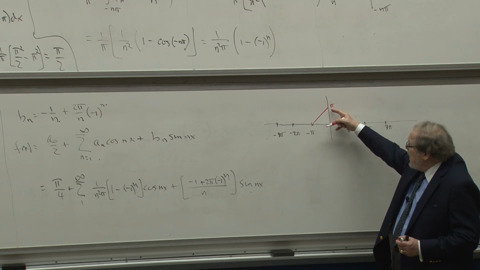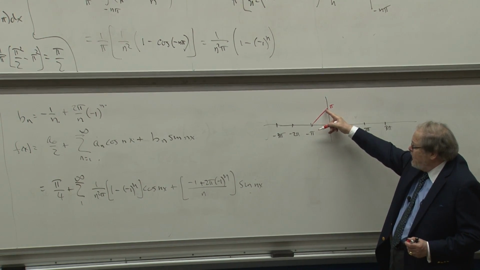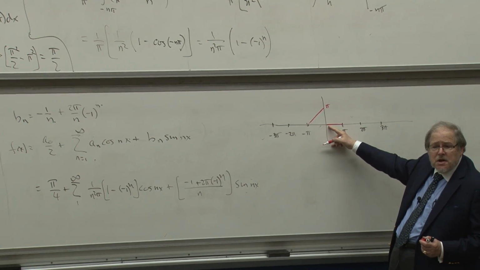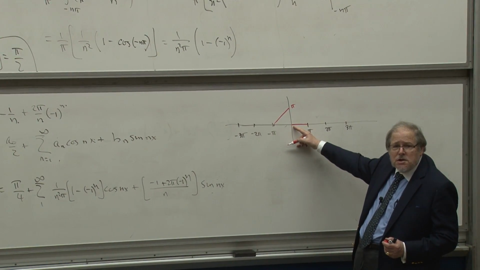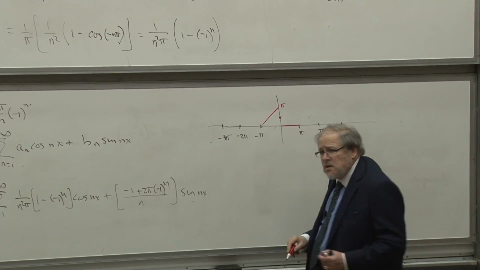says, hey, a little bit to the left, it wants to be almost pi. A little bit to the right of 0, it wants to be 0. And so the Fourier series splits the difference. And the Fourier series will converge to the midpoint.